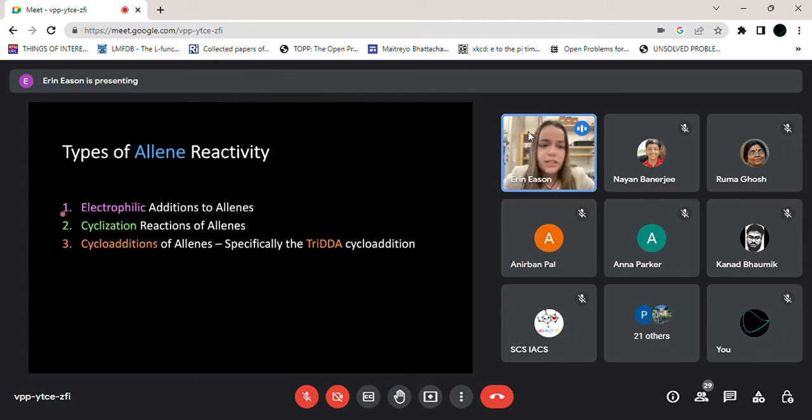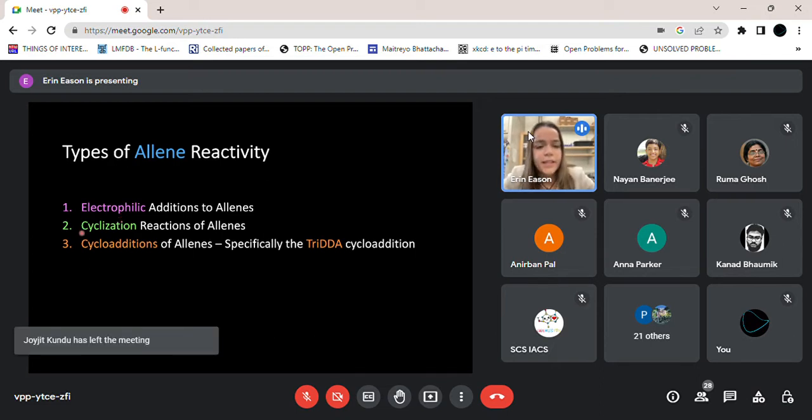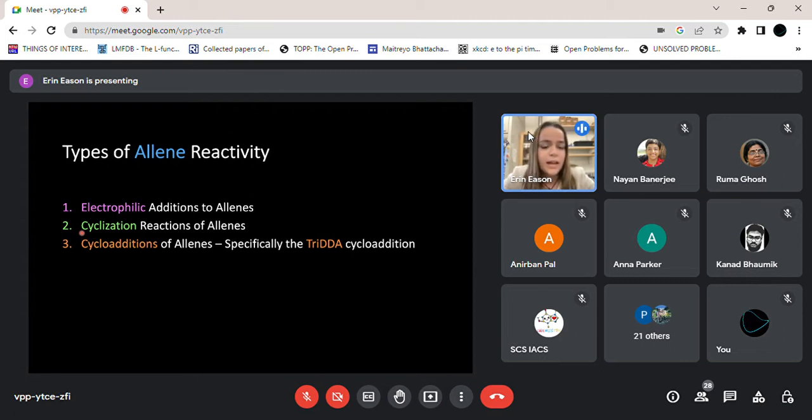The first of these reactions is just an electrophilic addition to an allene, which is very analogous to electrophilic additions to alkenes, as you can imagine. We can also see some fascinating intramolecular cyclization reactions happening with allenes and a tethered intramolecular nucleophile. And then the reactivity that I'm very passionate about are these cycloadditions of allenes. And more specifically, I'll be talking about the tri-DDA cycloaddition.